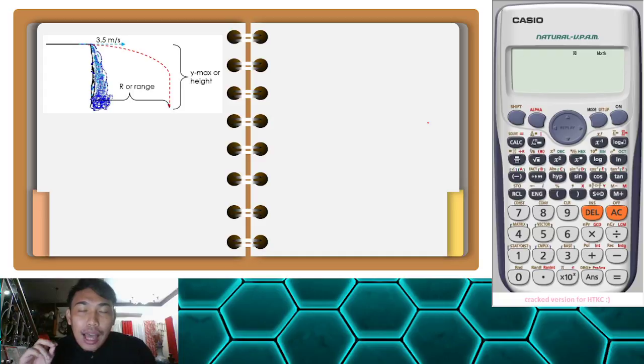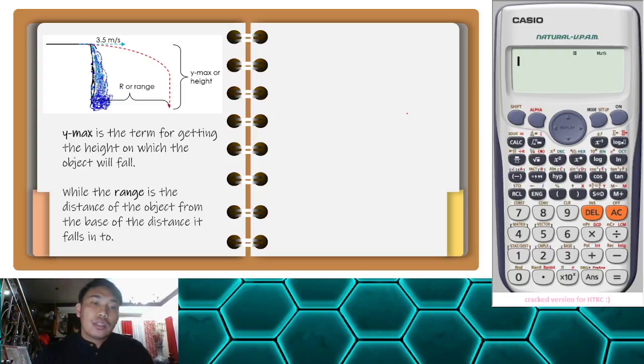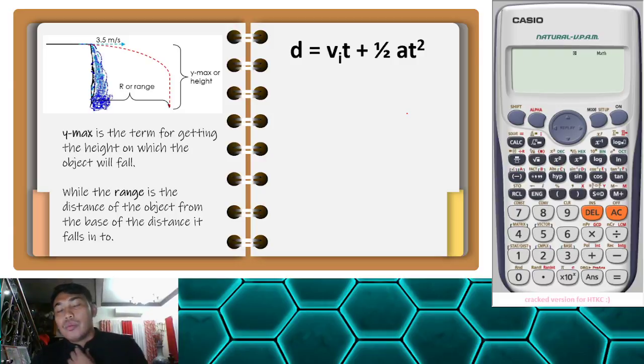Okay, and the height is what we call y max, or simply height. So these are the terminology, so don't be confused when you encounter this in our future problems. Y max is the term for the height from which the object will fall, and the range is the distance of the object from the base of the place it falls into.